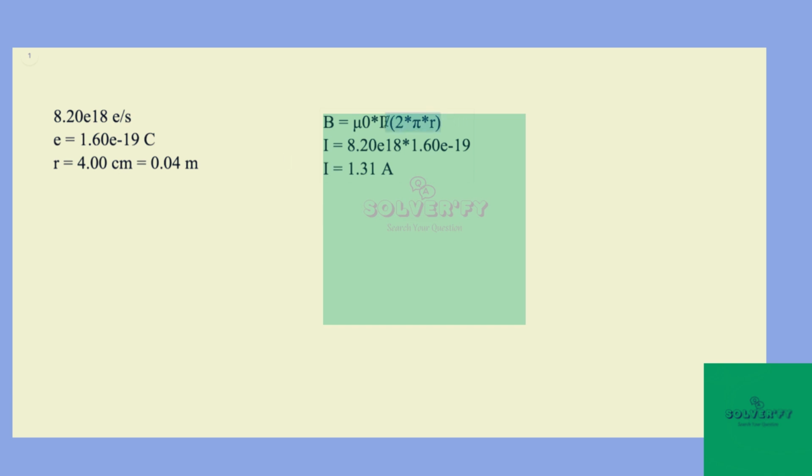So now we have our current. And looking at our original equation up here, we have all the other constants. So all we need to do here is plug in 1.31 to this, plug in 0.04 to this because we know the distance, and that's going to give us a magnetic field with magnitude 6.56 times 10 to the minus 6 Tesla.